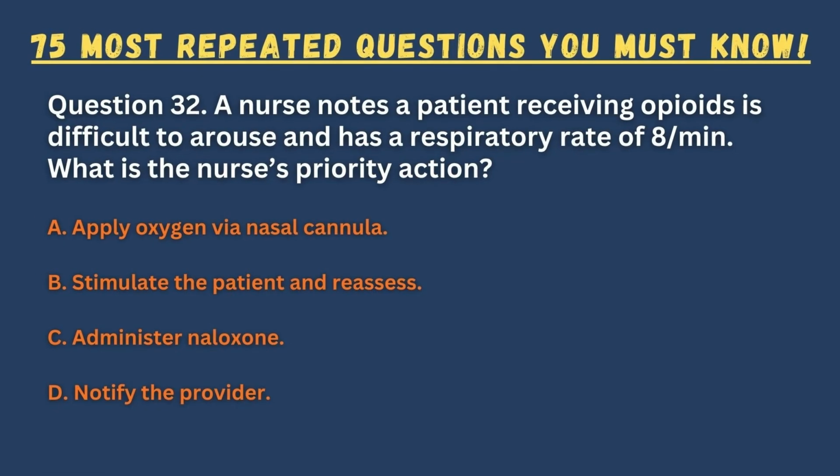Question 32. A nurse notes a patient receiving opioids is difficult to arouse and has a respiratory rate of 8 per minute. What is the nurse's priority action? A. Apply oxygen via nasal cannula. B. Stimulate the patient and reassess. C. Administer naloxone. D. Notify the provider.